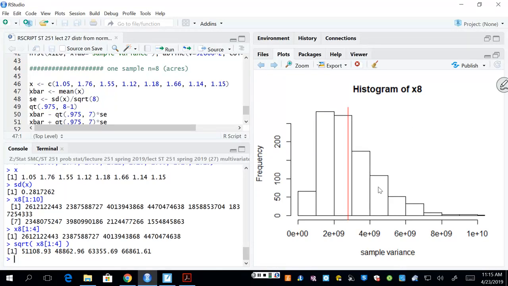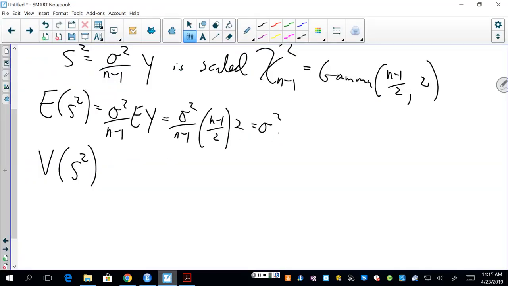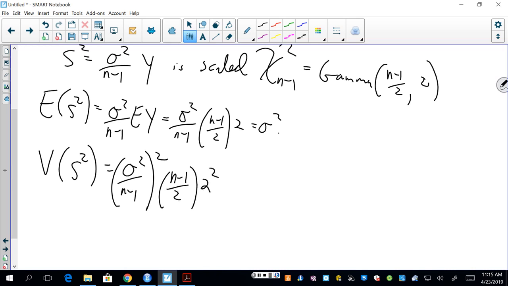If it's really normal with mean and variance sigma squared, what happens with the variance? This thing gets squared, the multiplier out front gets squared, and the variance of a gamma was n minus 1 over 2 times the second parameter squared. So the variance is sigma to the 4th. There's a 2 up front and n minus 1.